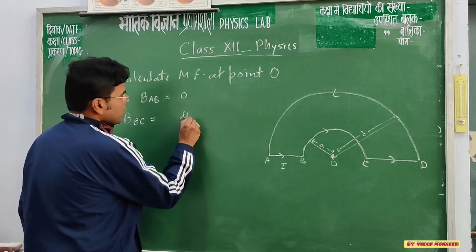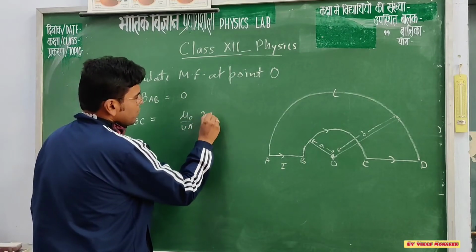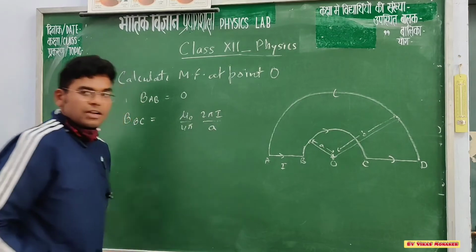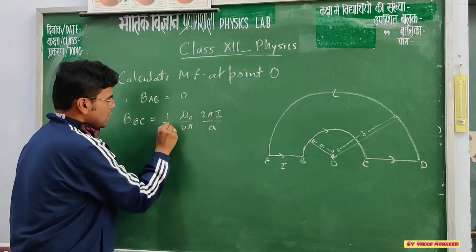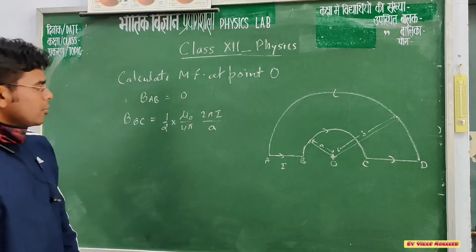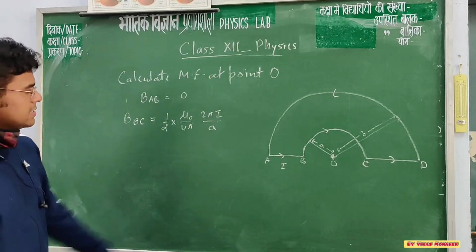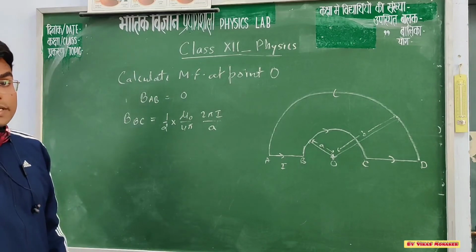So it will be mu naught upon 4 pi, 2 pi I upon A. But this is for a complete circle, and it is our semicircle. So we need to mark this. So we get 1 upon 2 into mu naught upon 4 pi, 2 pi I upon radius. Radius is A. But the direction is to be taken into account.